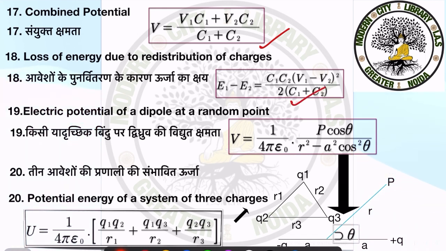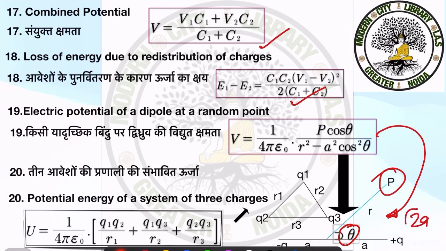Okay, the electric potential of the dipole at a random point is V equal to 1 upon 4 pi epsilon naught into P cos theta over R square minus A square cos square theta. The figure is related to this. Here P is any random point at distance R and angle theta. Here are the two charges, Q1 is minus Q, Q2 is plus Q. The distance between the two charges is 2a. Then the potential is 1 upon 4 pi epsilon naught into P cos theta over R square minus A square cos square theta.